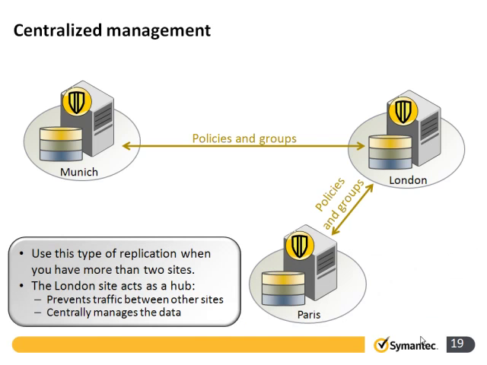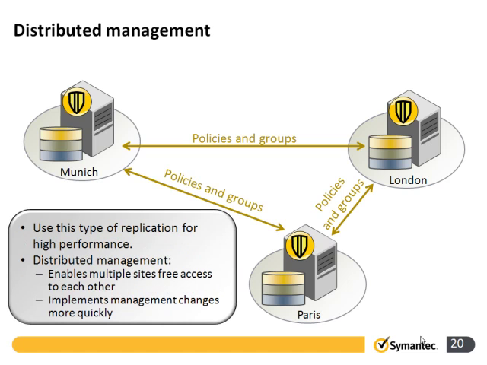Now we have a centralized management scenario where we have the London office receiving all the information and London pushing out the changes to both Munich and Paris. London acts as a hub in this case. The Paris information doesn't go directly to Munich, it goes via London. Now we have the distributed management site where we do have the information transferring directly between Munich and Paris. This enables multiple sites very free access to each other and implements changes very quickly.